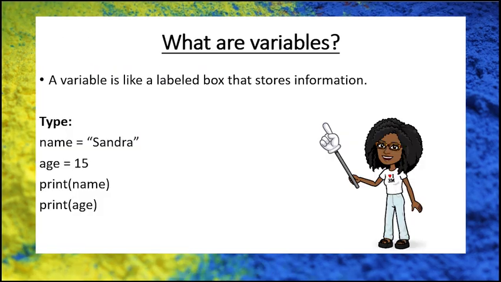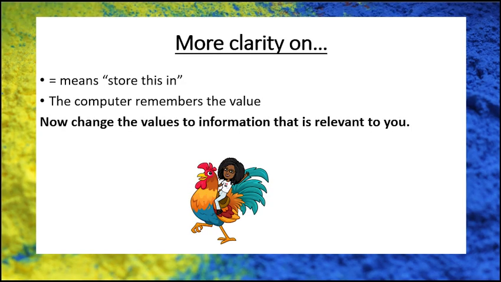What are variables? A variable is like a labeled box that stores information. Type what's on my screen. You can pause the video while you type. The equal sign means store this in. The computer remembers the value. Now you can change the values and the information in the code to make it more relevant to you.